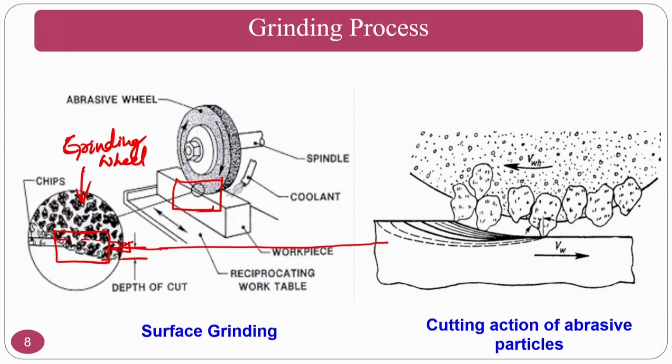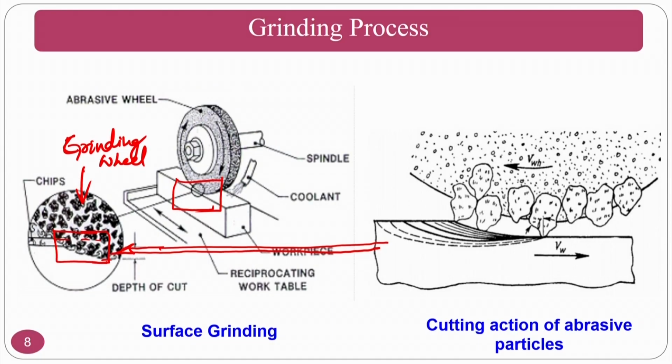Can you understand what I am showing here? So this is what is shown here. There are multiple abrasive particles on a grinding wheel. Each abrasive particle will remove the material gradually. That is what is shown here. So one chip, second chip, third chip, fourth chip, and so on, it will take out with respect to the abrasive particle.